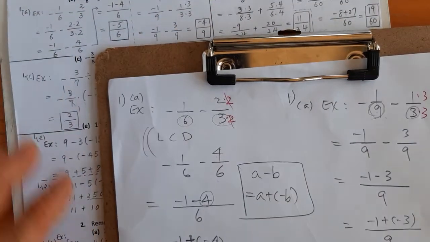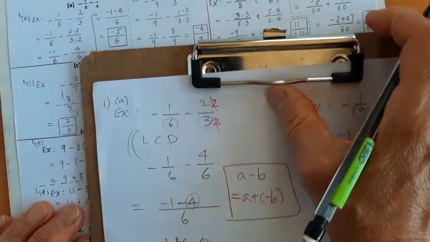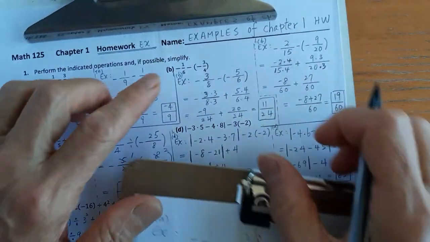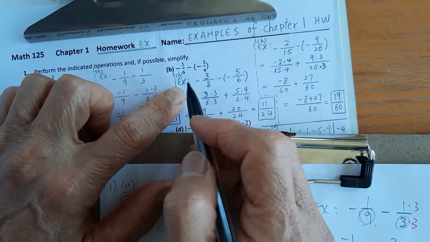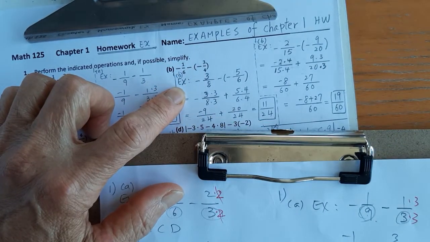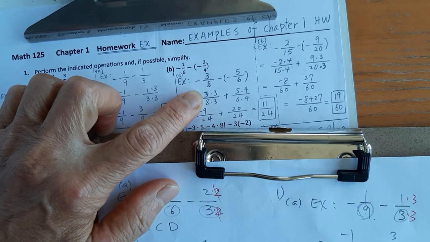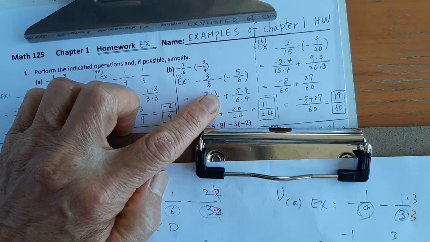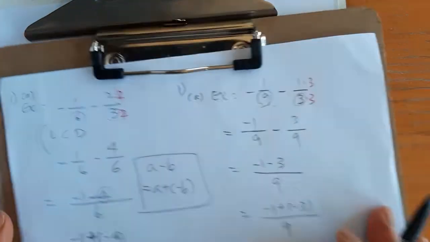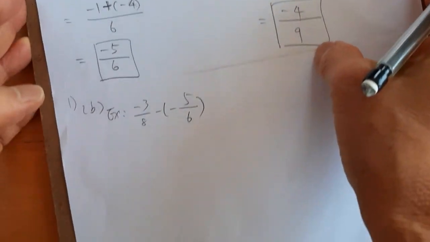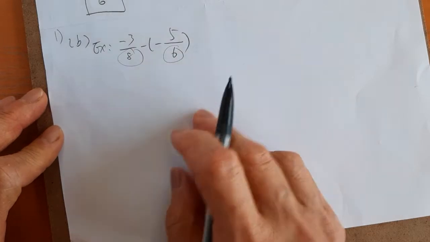Then next question B. Question 1B. This is your homework question. So example, it's negative 3/8 minus negative 5/6. So also, first of all, find out LCD, denominator, 8 and the 6.